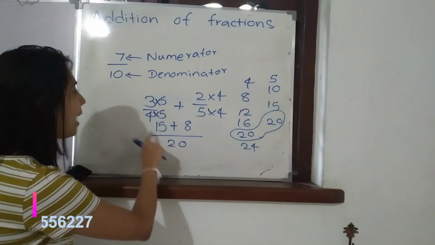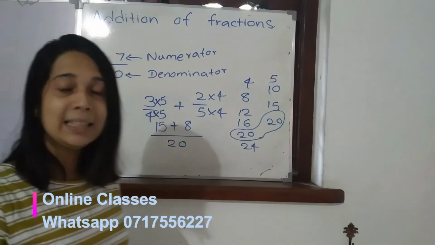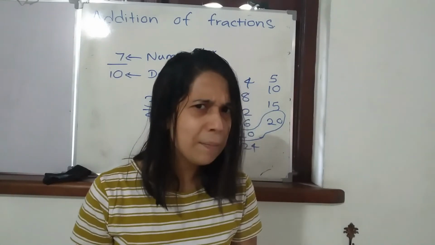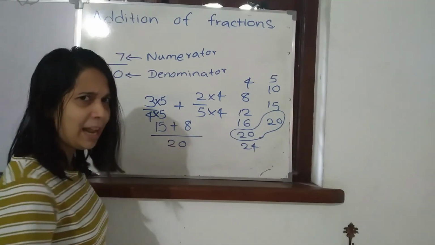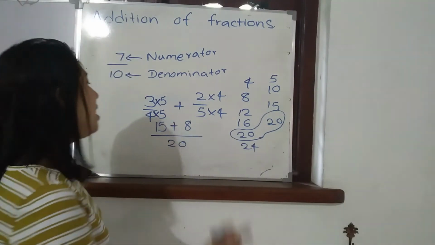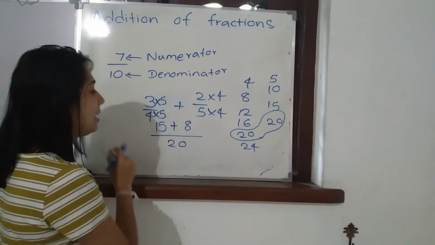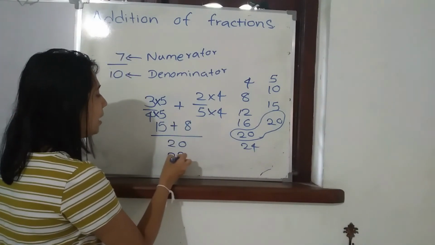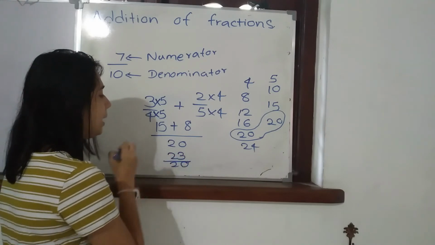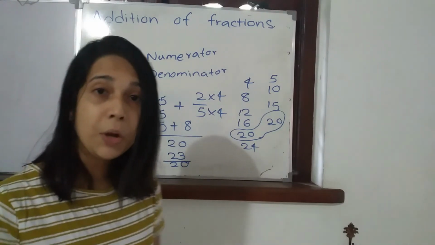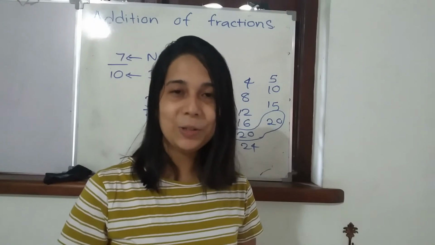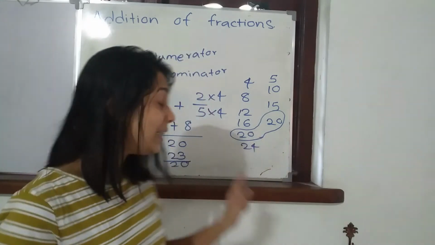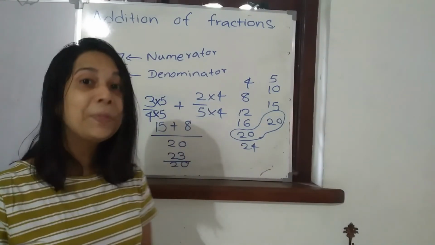So now you can add these numerators together, isn't it, kids? Yes, of course we can. Why? Because now we have a common denominator. Now 15 plus 8 is 23. 23 out of 20. In this case also you have an improper fraction. So what can you do? Now you can convert this improper fraction into a mixed number.